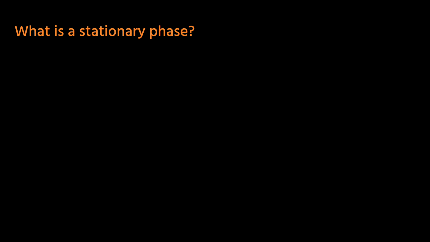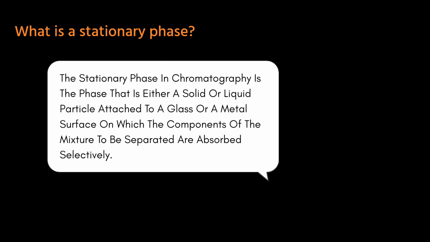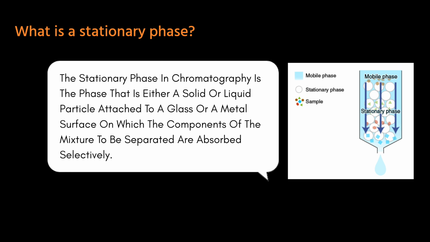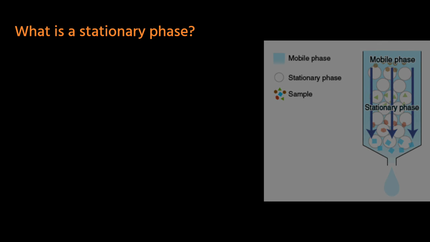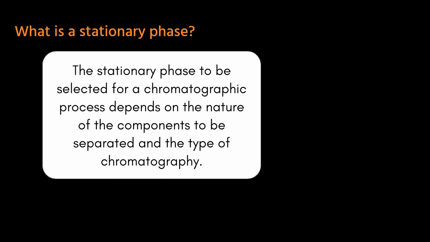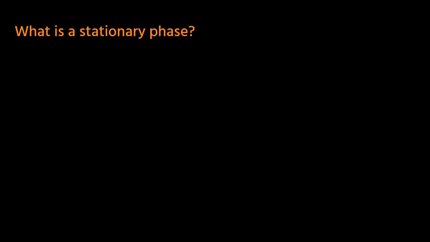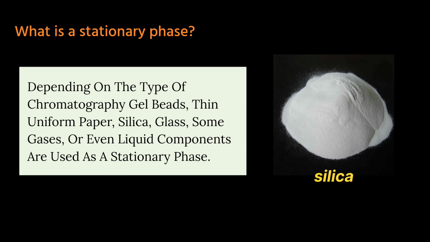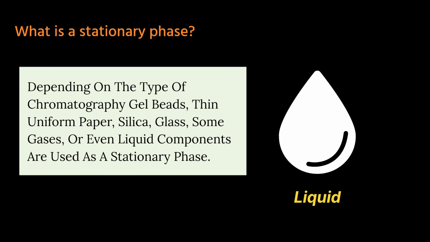What is a stationary phase? The stationary phase in chromatography is the phase that is either a solid or liquid particle attached to a glass or a metal surface on which the components of the mixture to be separated is adsorbed selectively. The stationary phase to be selected for a chromatographic process depends on the nature of the components to be separated and the type of chromatography. Depending on the type of chromatography, gel beads, thin uniform paper, silica, glass, some gases, or even liquid components are used as a stationary phase.